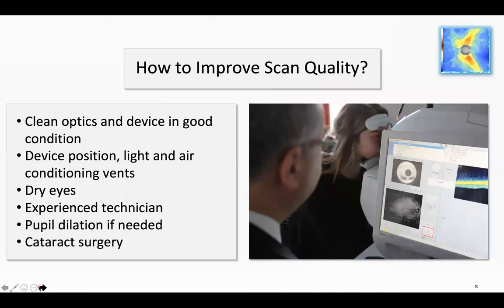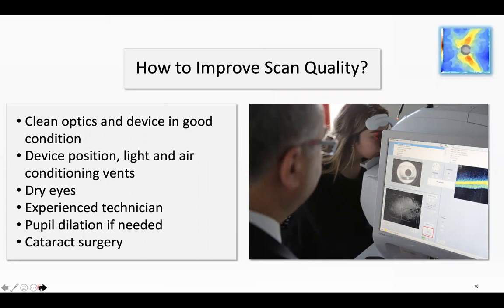So how to improve the scan quality? To increase it, we need clean optics and an OCT device in good condition. Older devices must be serviced and cleaned by the manufacturers. Device position in the room, light effects, pupil size, and also air conditioning vents may dry the eyes of the patient.